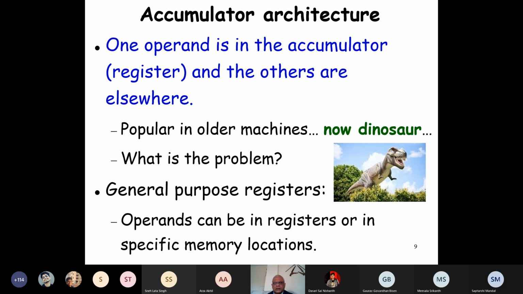On the other hand, in the accumulator architecture, one operand has to be in the accumulator, and the other can be in another register. Both the stack and the accumulator architecture once upon a time were very popular, but now obsolete. What is the problem? What is the problem with the accumulator architecture and the stack architecture? Why suddenly did they vanish? Can anybody answer this? What is the problem with accumulator architecture?